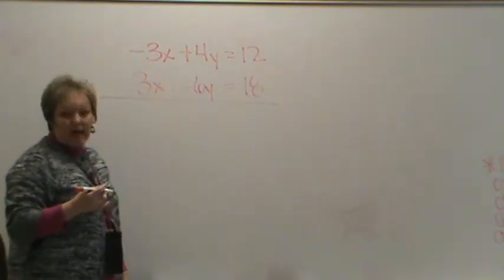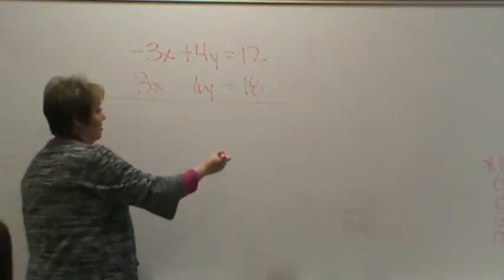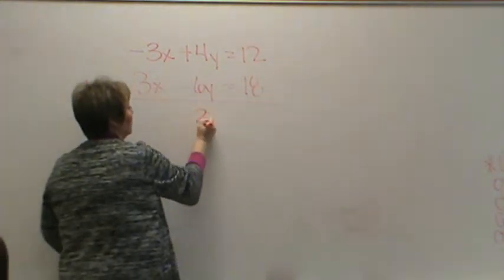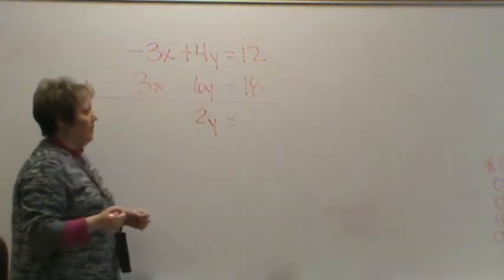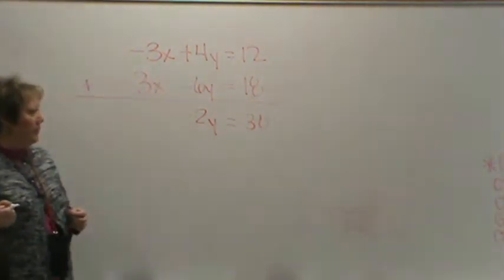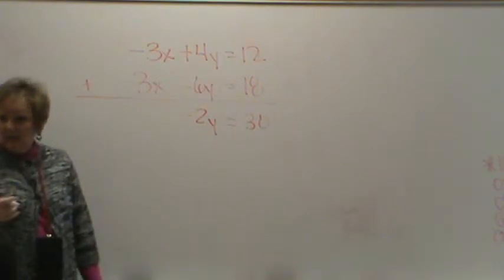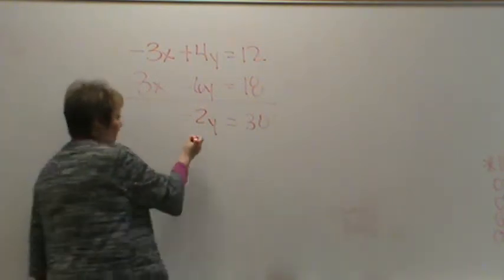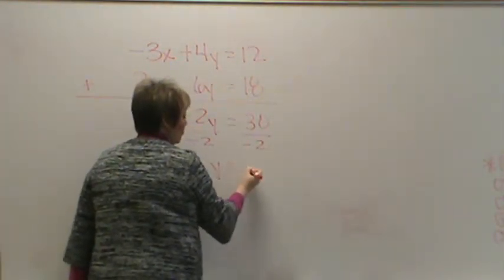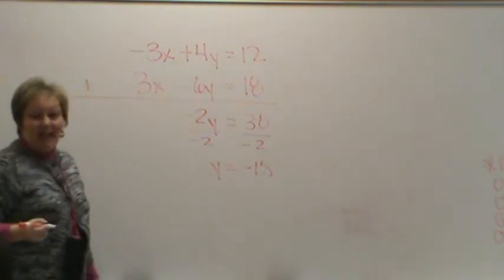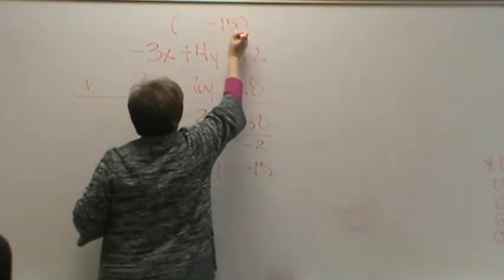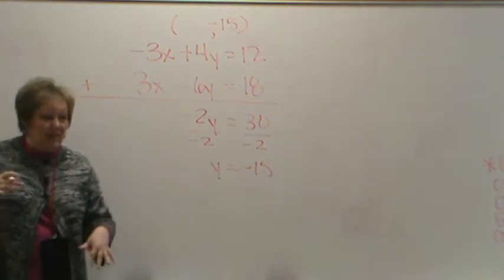4y minus 6y is negative 2y. And that equals what? Okay? Now what? Can I solve it? Divide both sides by negative 2. And y equals negative 15. Well, that's half of our solution. Y equals negative 15. Now, you can go back to substitution.